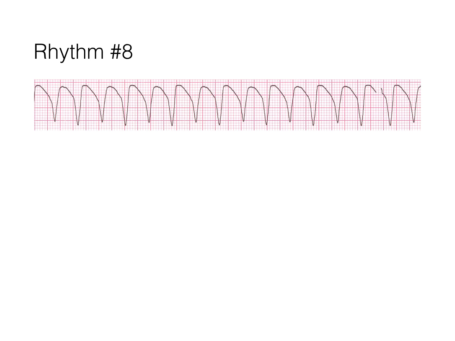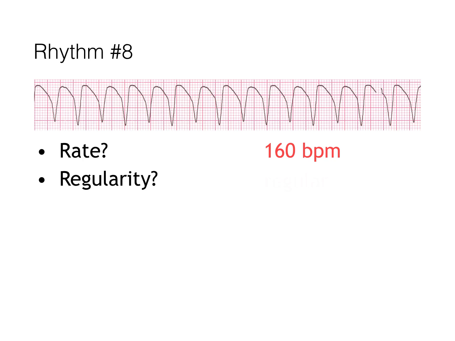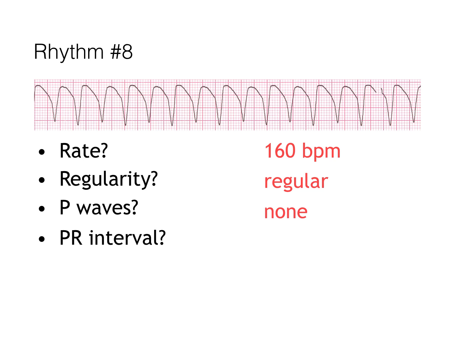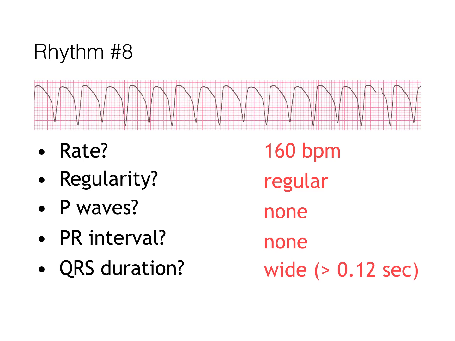What about this? First, we will calculate the rate. It comes out to be 160 beats per minute. Then regularity: yes, it is regular. What about P wave? There is no P wave. PR interval, so none. What about QRS duration? Yes, it is wide. We can see there are more than 3 to 4 small boxes, meaning the QRS complex is wide.